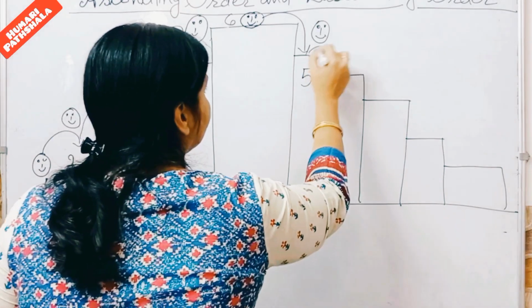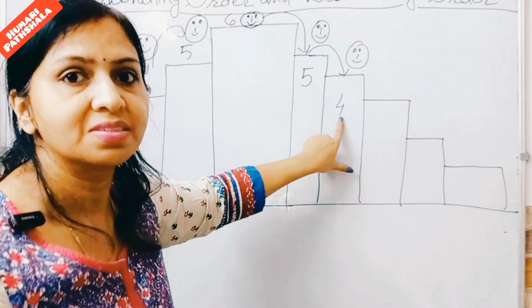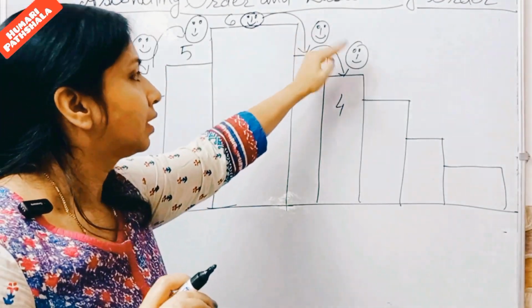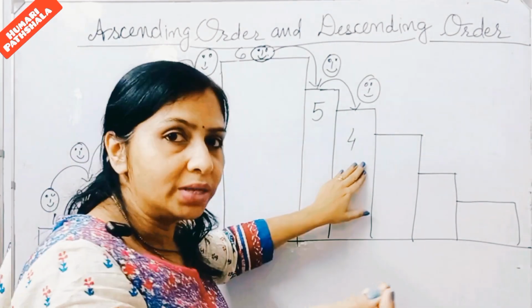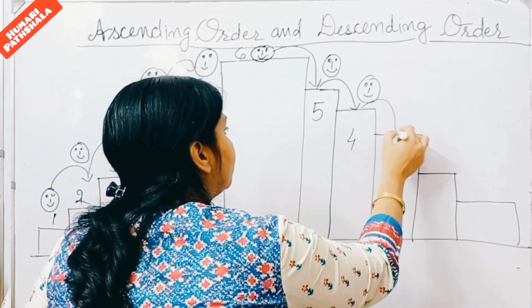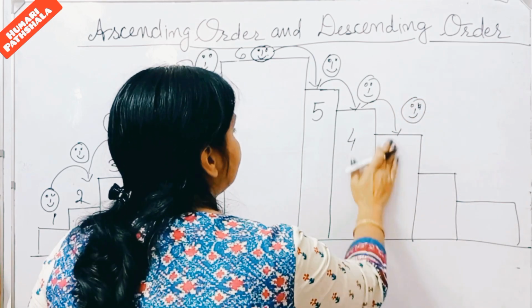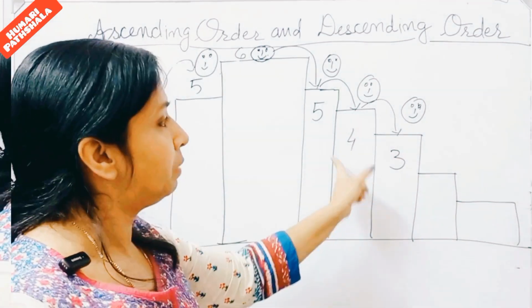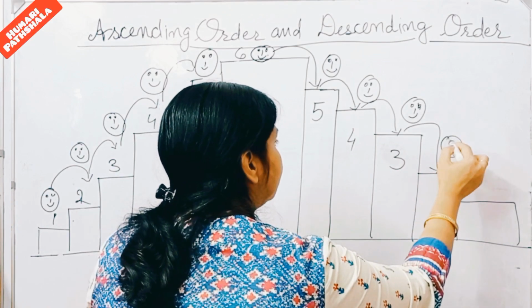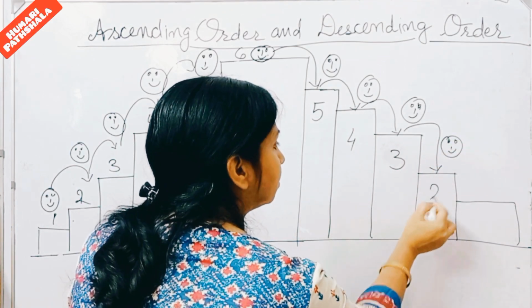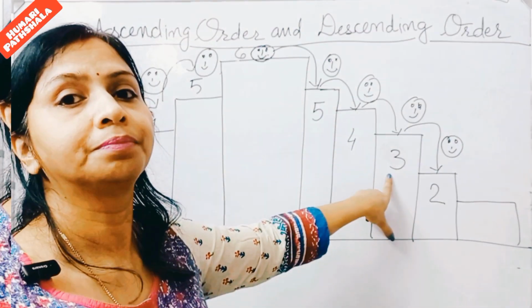Now I have to climb down here at step number 4. Step number 4 takes me one step lower than step number 5. Now I have to reach down here at step number 3. Step number 3 takes me one step lower than step number 4. When we reach here, step number 2 takes me one step lower than step number 3.